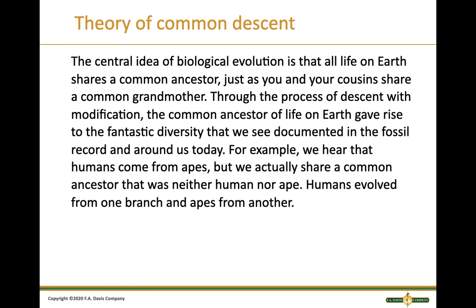So the theory of common descent. The central idea of biological evolution is that all life on Earth shares a common ancestor, just as you and your cousins share a common grandmother. Through the process of descent with modification, the common ancestor of life on Earth gave rise to the fantastic diversity that we see documented in the fossil record and around us today. So for example, we hear that humans come from apes, but we actually share a common ancestor that was neither human nor ape. Humans evolved from one branch and apes from another.